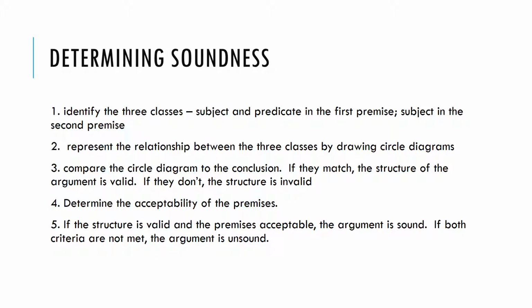So how can we determine the soundness of an argument? Well, there are some steps that you can use to get there. The first one is identify the three classes, subject and predicate in the first premise, subject in the second premise. Represent that relationship between the three classes by drawing circle diagrams. Compare the circle diagram to the conclusion. If they match, the structure of the argument is valid. If they don't, then the structure is invalid. Then you have to determine the acceptability of the premises. Are they reasonable to believe? If the structure is valid and the premise is acceptable, the argument is sound. If both criteria are not met, however, the argument is unsound.